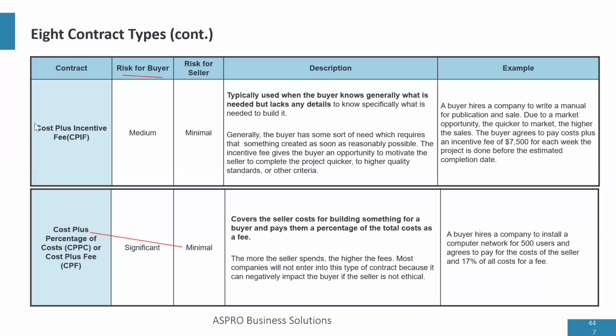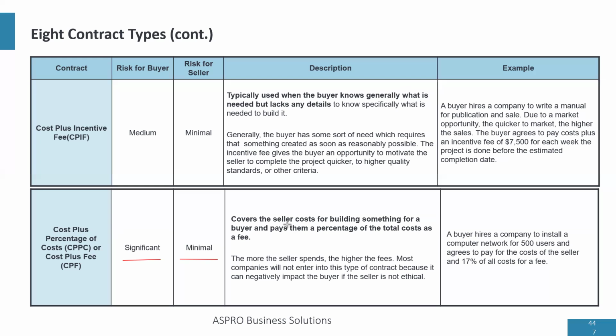Now, the risk for this buyer is significant because now the buyer is very concerned about cost, because not only is he concerned about the project cost, he's also concerned about the incentive. But the seller cannot be happier than this, because of course they are going to get a percentage, and that is their take-home pay.